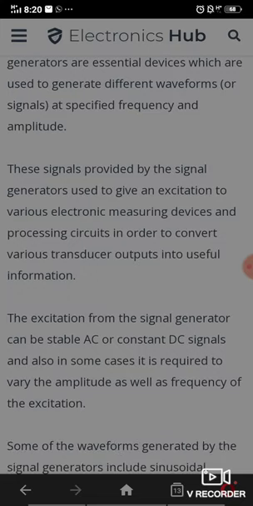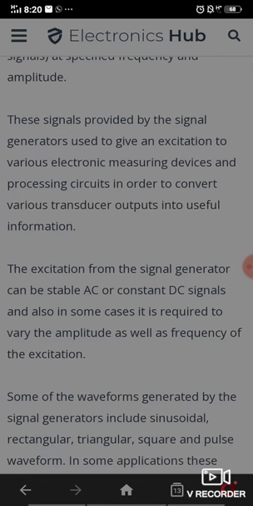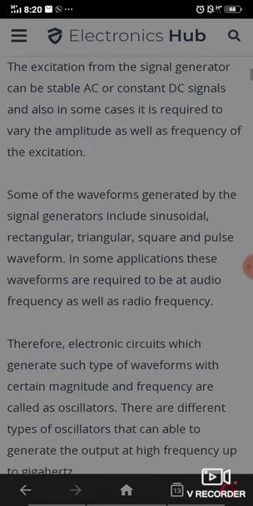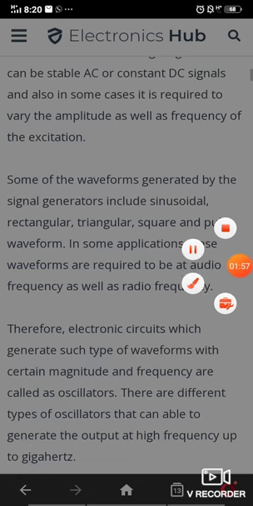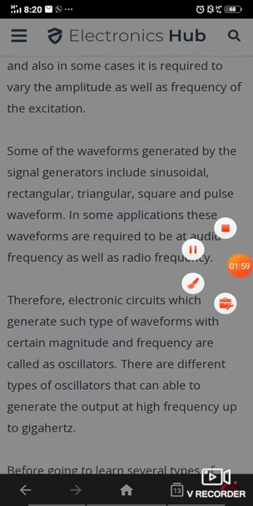The excitation from the signal generator can be a stable AC or constant DC signal, and in some cases it is required to vary the amplitude as well as the frequency of the excitation. Some of the waveforms generated by the signal generator include sinusoidal, rectangular, triangular, square and pulse waveforms. In some applications these waveforms are required at audio frequency as well as radio frequency.